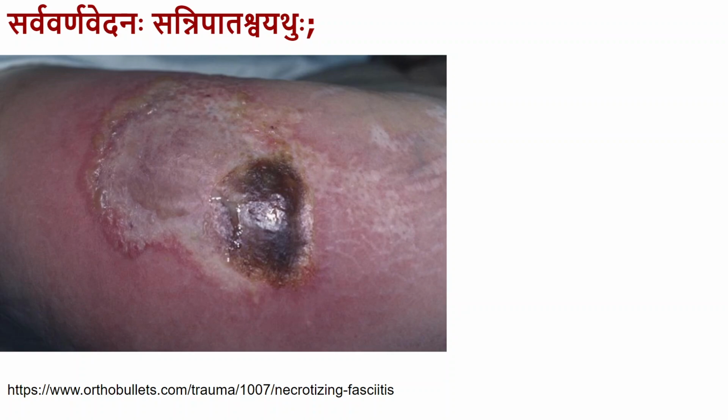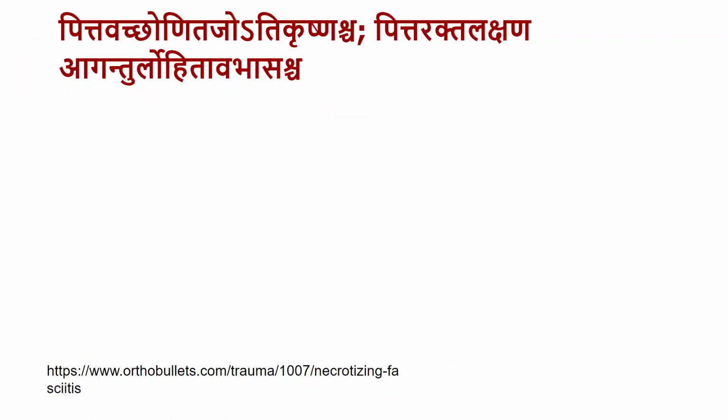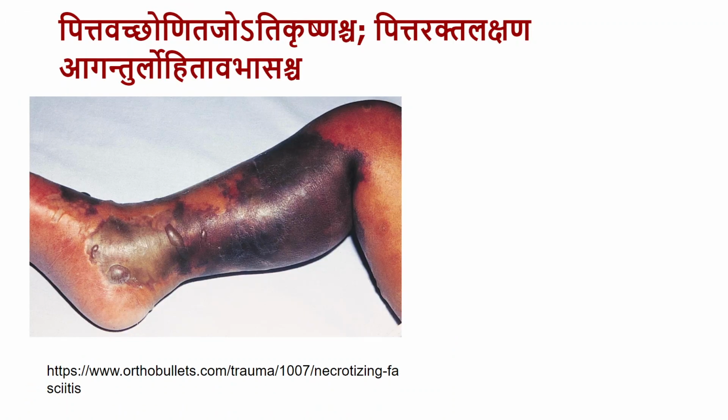Necrosis of the tissue resulting in multiple color presentations and a huge discharge. कृष्ण रक्तजशोफ would be पित्तवत् शोणितजः अतिकृष्णः पित्तरक्तलक्षणः आगन्तुः लोहितावावश्रश्च. So the Raktaja variety would have a very virulent course, and it has almost the same features as Pittaja, where there would be more signs of inflammation, but it could be more blackish in color, and there could be more liquid discharges, and the discharges could be hemorrhagic.